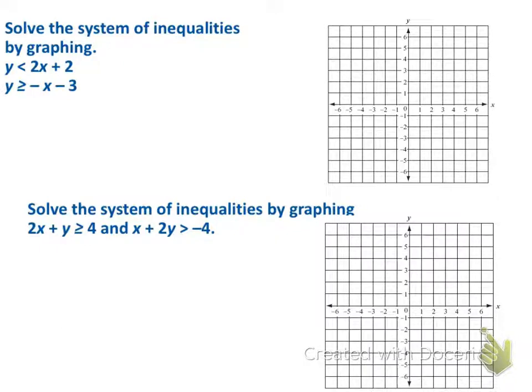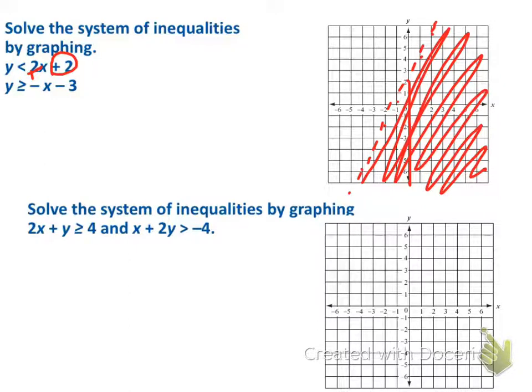So remember, we are always going to start with the y-intercept, so I'm going to put my first dot at 2. And then I need to do my slope, which is rise 2, run 1. So rise 2, run 1. And is this going to be a dotted line or a solid line? Well, it says less than, it does not say equal to, so it needs to be a dotted line. And it says less than, so that means I'm going to shade less than the intercept.